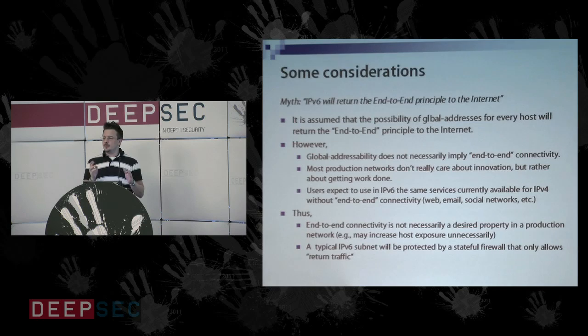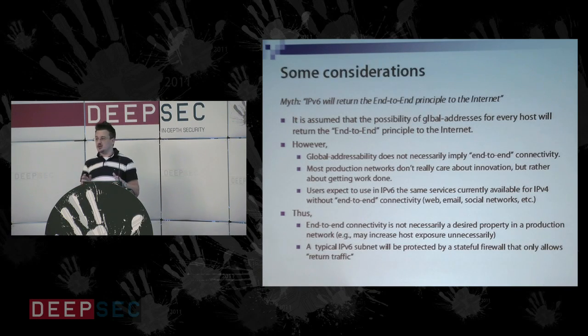Even then, if you think about end-to-end connectivity, it's probably not a desired property. For example, if you have a home network, you don't really want every one of your systems to be directly accessible from the outside. In most cases, what your hosts are doing is simply consuming information from the internet. So in those cases, probably you don't really want to get back to the end-to-end principle, even if you could.